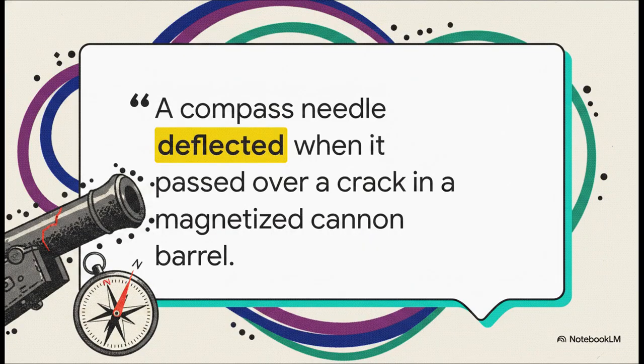To ground all this heavy theory, remember the massive real-world success story that kicked this all off. Back in the late 1800s, inspectors noticed that a simple compass needle would mysteriously deflect when passed over a magnetized military cannon barrel. Why? Well, that deflection was caused by a hidden crack. That one simple, life-saving observation paved the way for the sophisticated engineering techniques we rely on today.